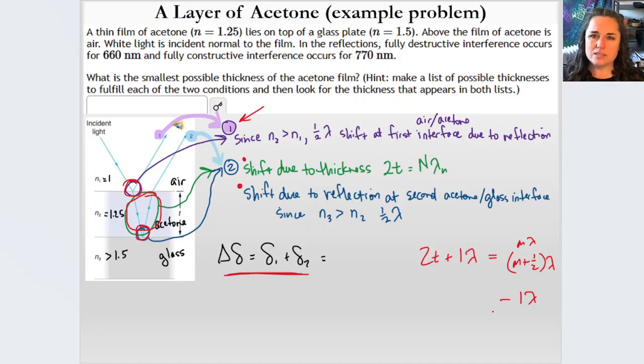So watch out. A lot of times you'll see in a problem, what's the smallest. Notice that in here it says what's the smallest possible thickness. That just means go with the smallest m value that works. Okay, so that's my tip on that one.